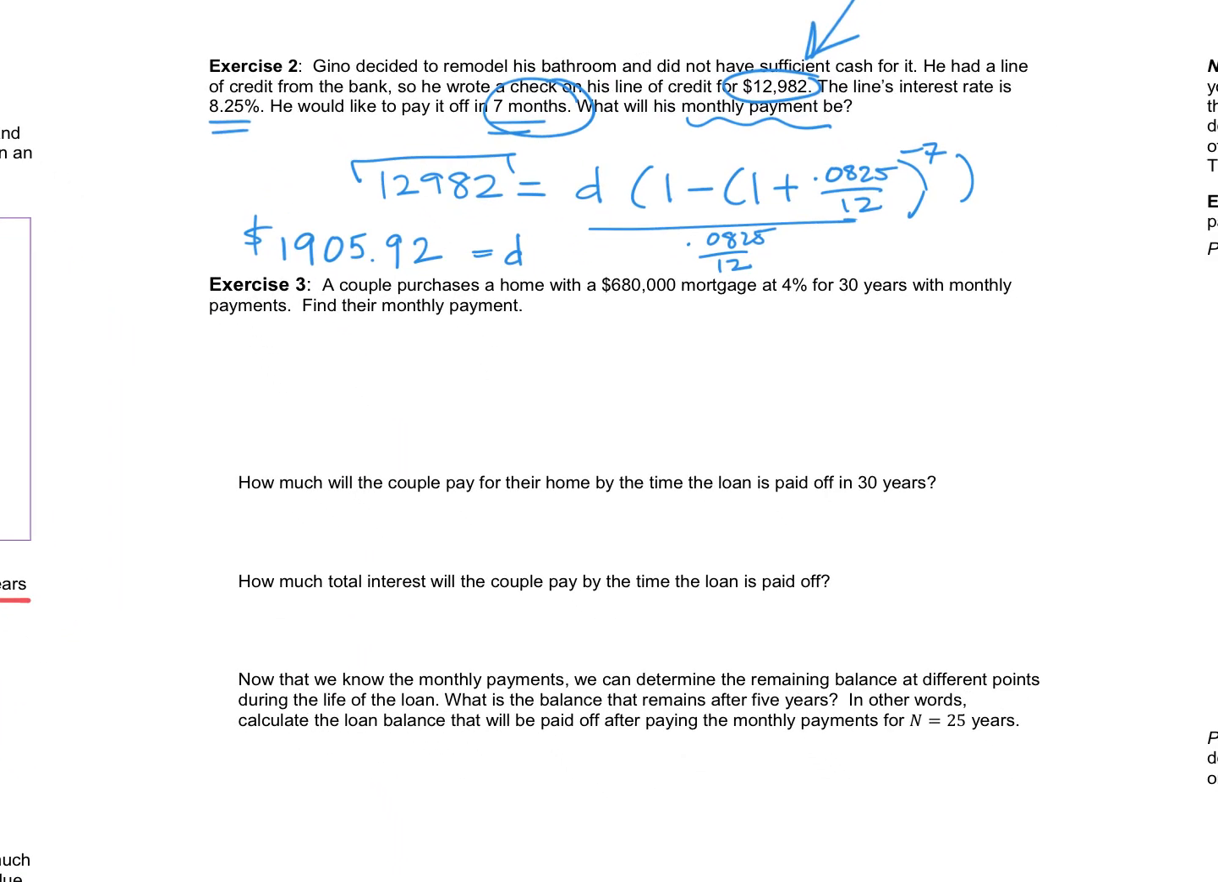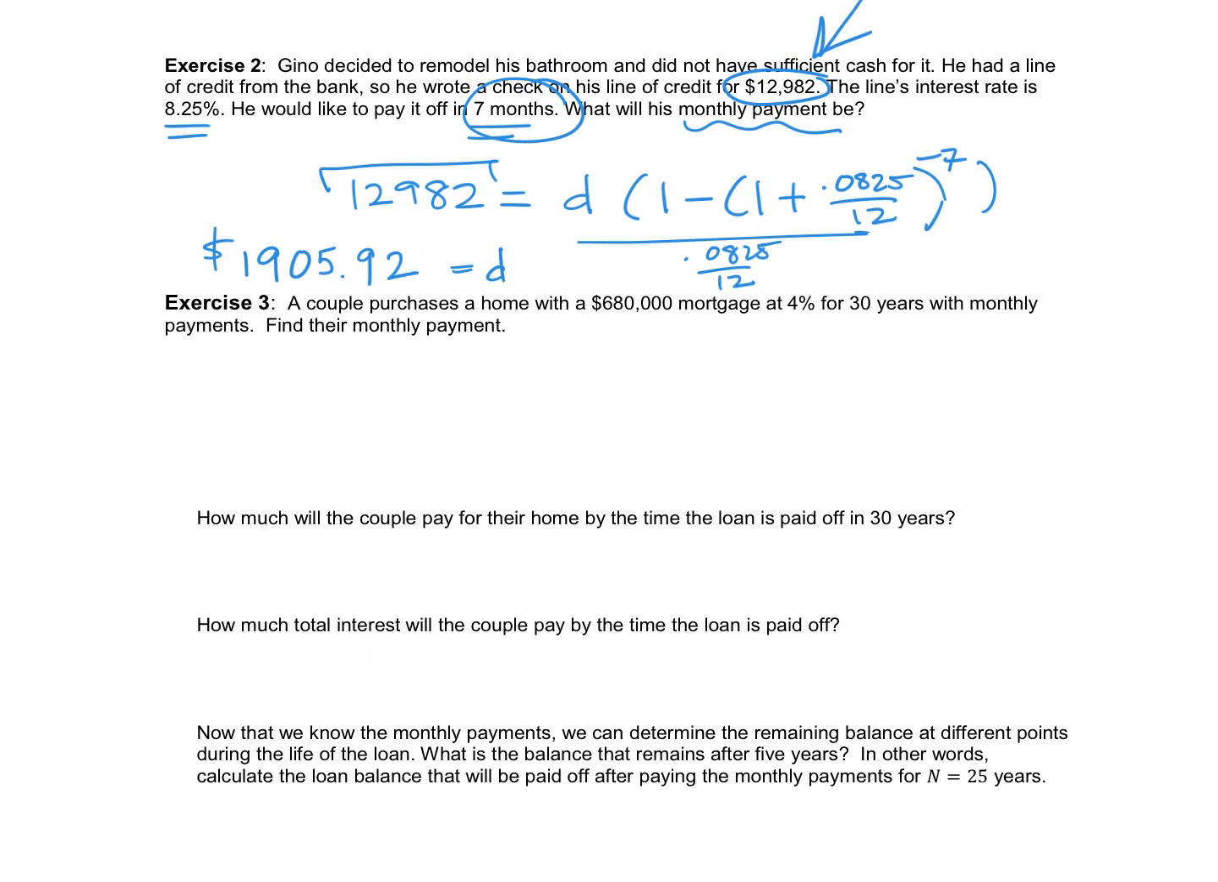Okay, for exercise 3, switching gears a little bit here to a home purchase, and we're looking at buying a home that costs $680,000 at 4% for 30 years.